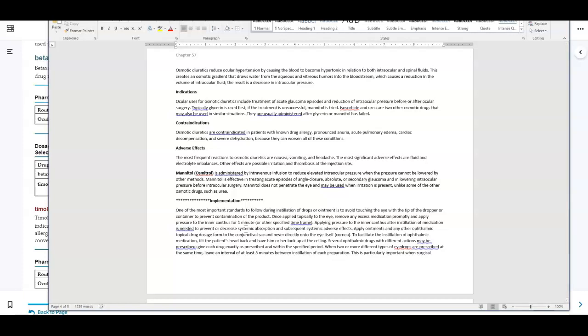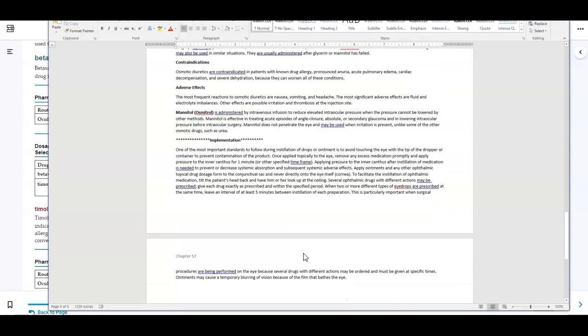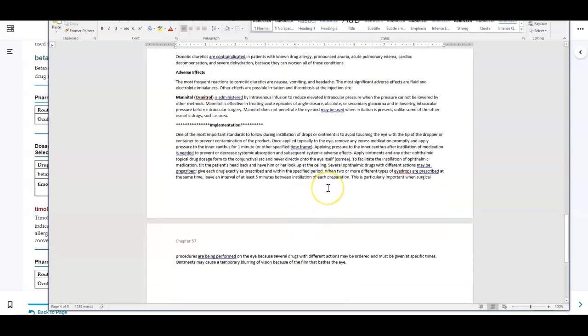We want to make sure that we're applying it in the conjunctival sac. So put it in that conjunctival sac, never directly on the eye. Have them look up, tilt their head back, put it in the conjunctival sac, and don't touch the dropper to the patient's eyeballs. That's the NCLEX question, which is kind of humorous to me. And then make sure that if we are doing more than one eye drop, to space them out with about 5 minutes between, 5 to 10 minutes between eye drops on that one.